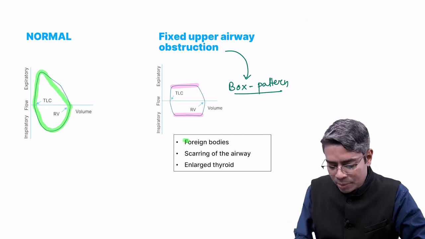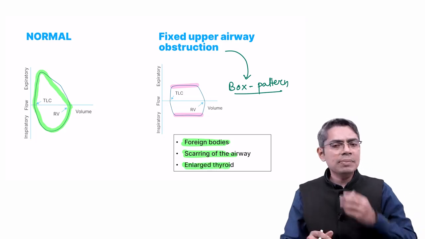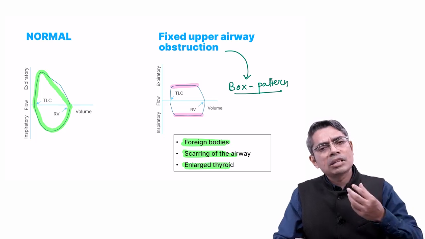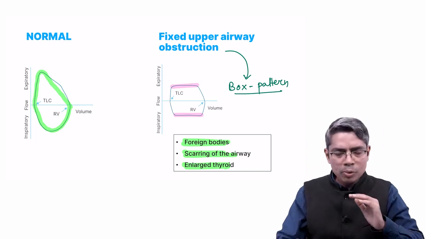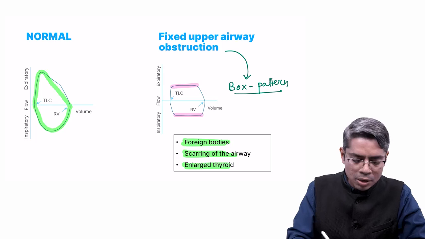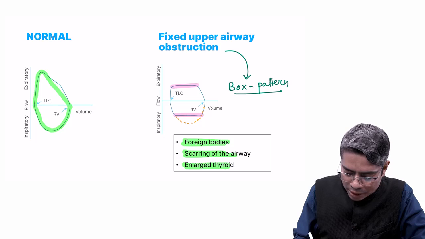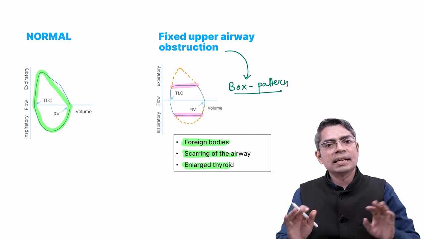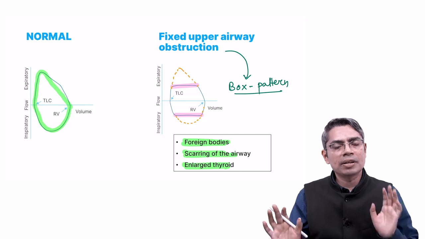What are the examples? Foreign body in the trachea, scarring of the airways, enlarged thyroid gland. So, if there is a foreign body obstructing the trachea, it will cause obstruction during inspiration and also during expiration. So, both the phases of inspiration and expiration, which are supposed to be smooth like this, the smoothness is not there in this curve. There is a flattening of the curve. So, this box shaped curve is known as fixed upper airways obstruction.